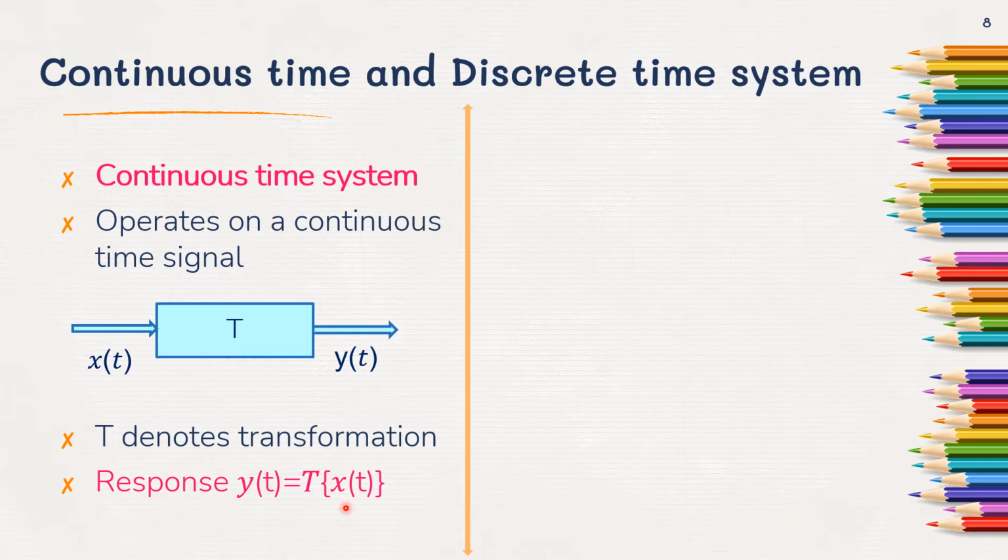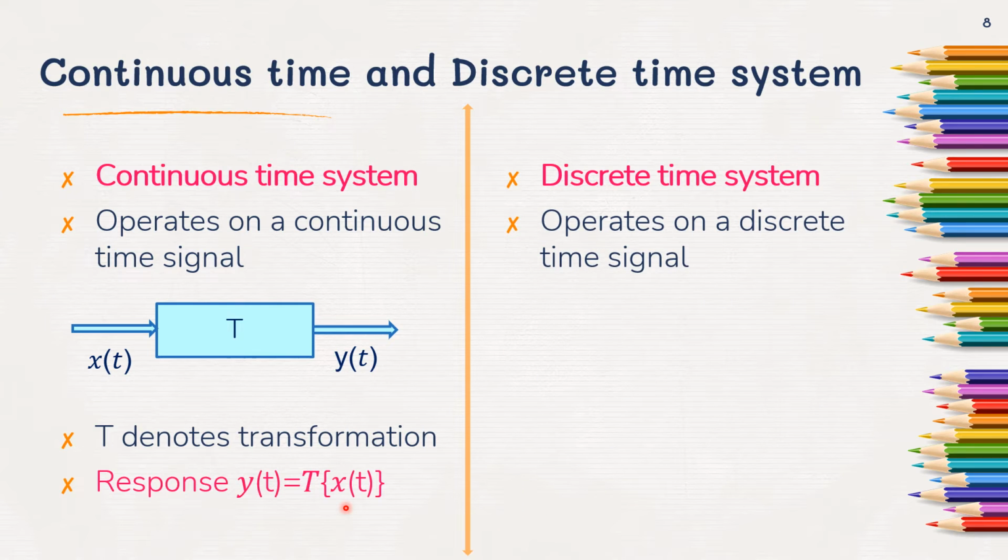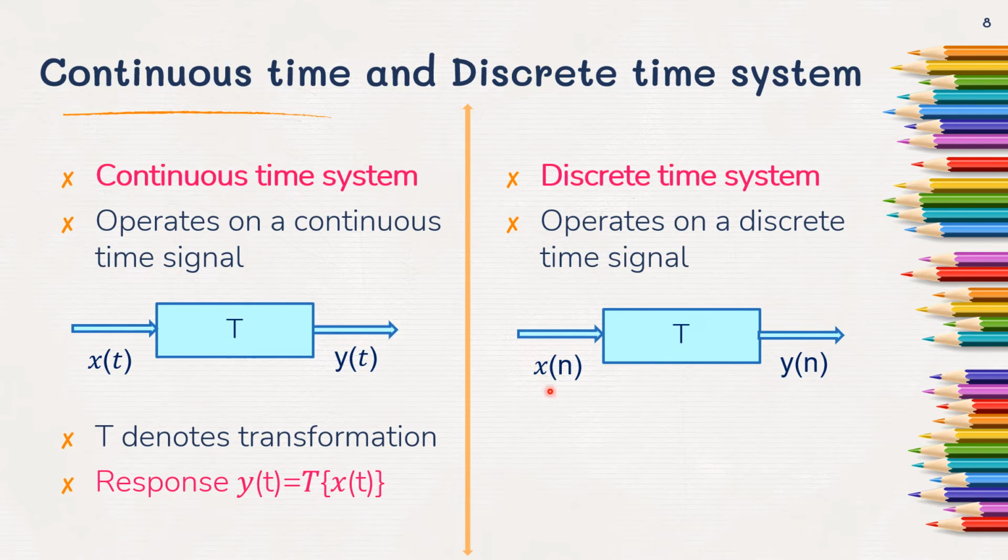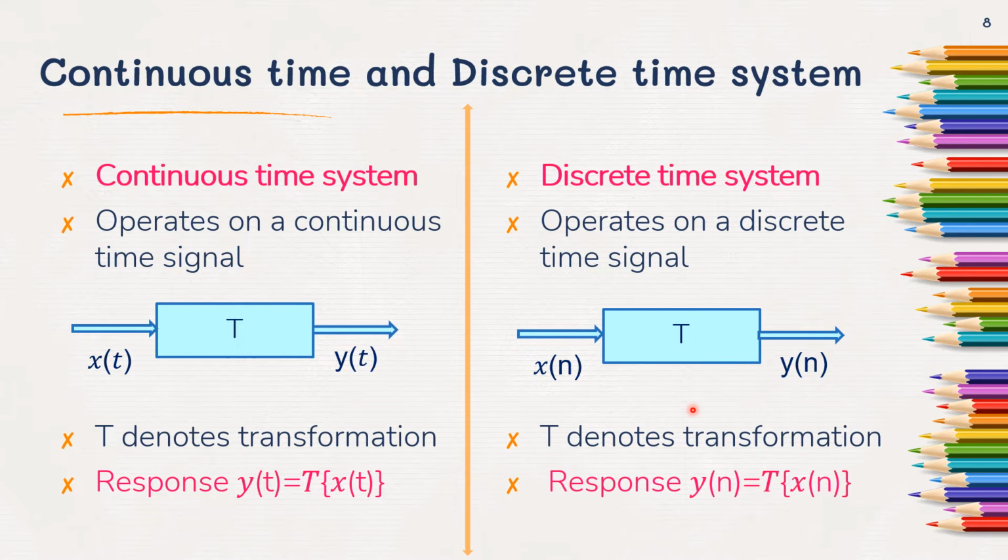Now let us look into the discrete time system. A discrete time system is one which operates on discrete time signals, and you all know what is meant by a discrete time signal: a signal that is only defined for discrete intervals of time. You represent a discrete time signal as x(n), and the output here is represented as y(n), and once again T denotes the transformation. So y(n) is nothing but the transformation applied on x(n).